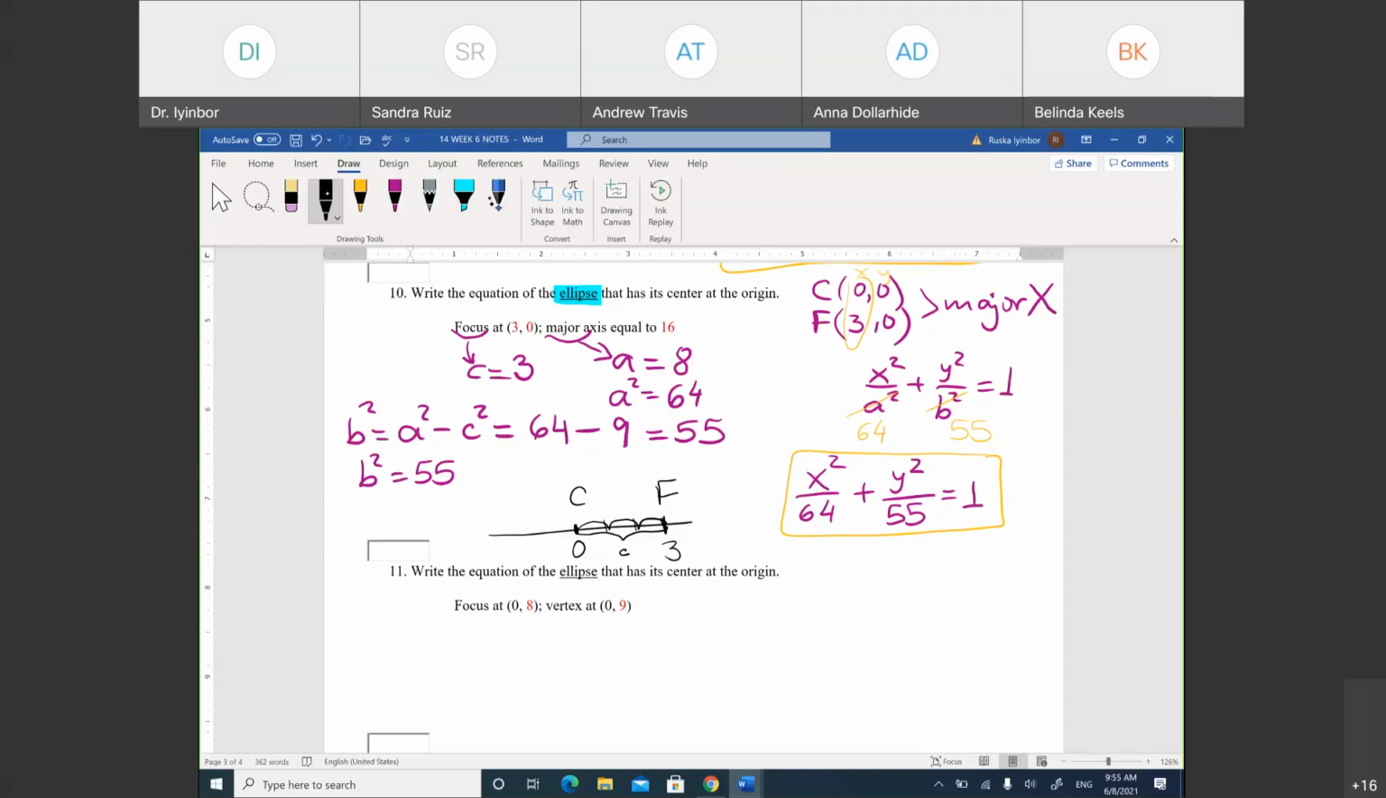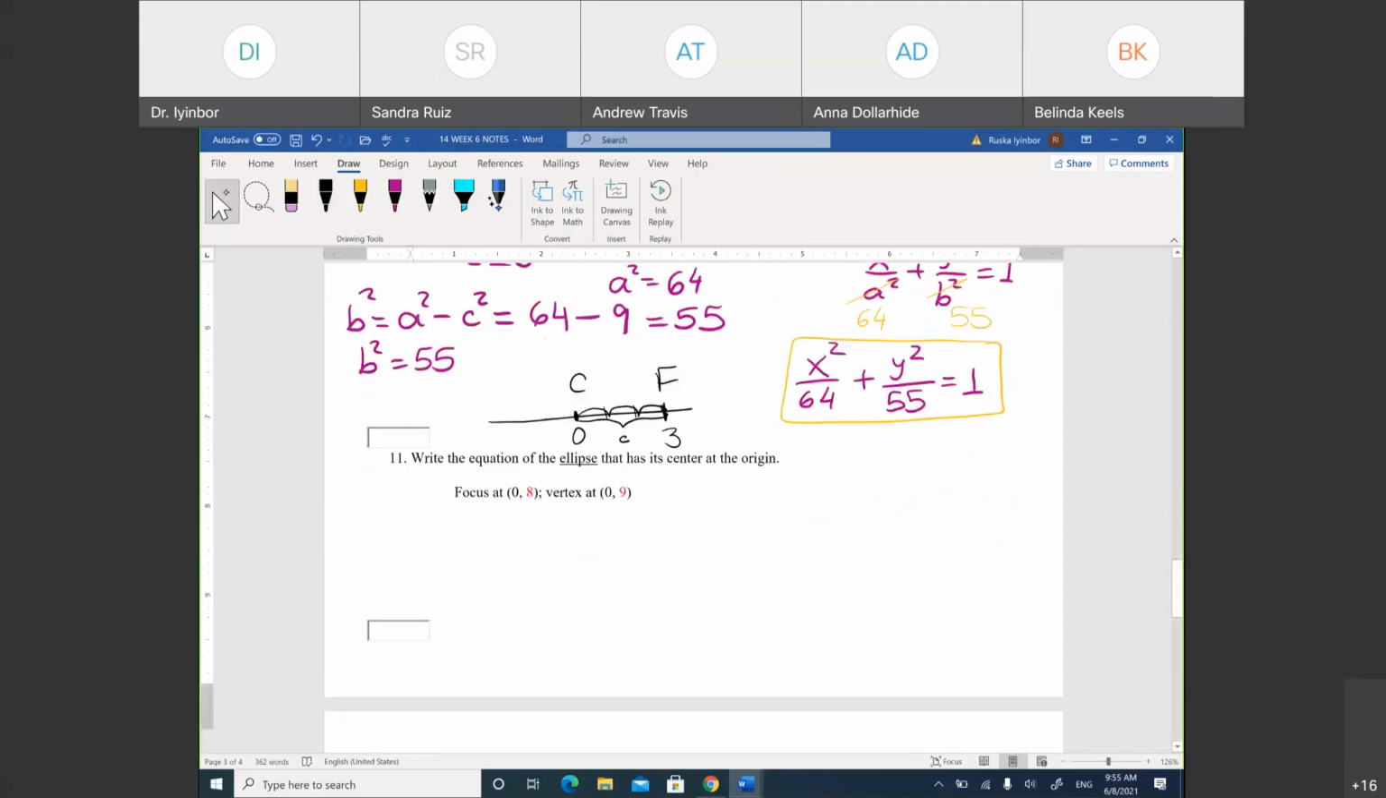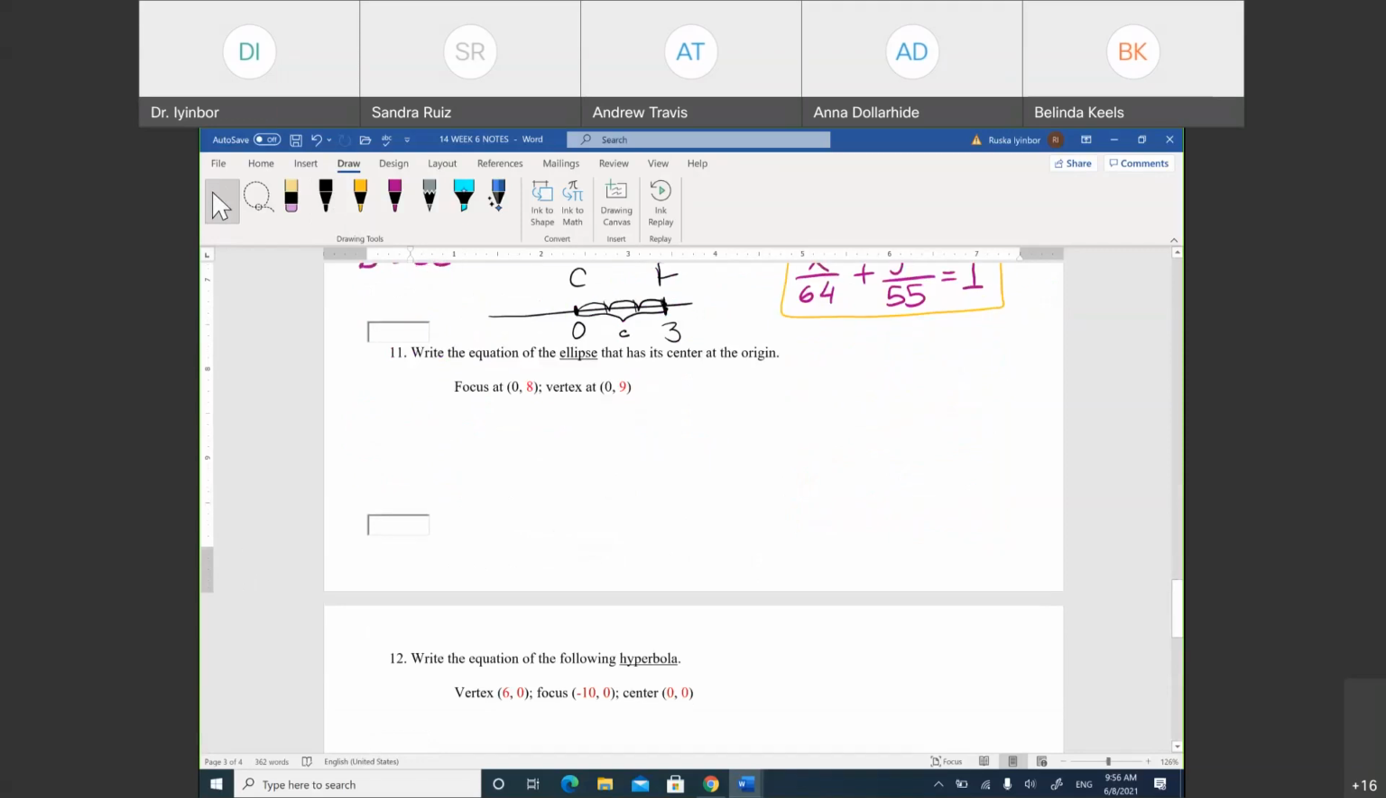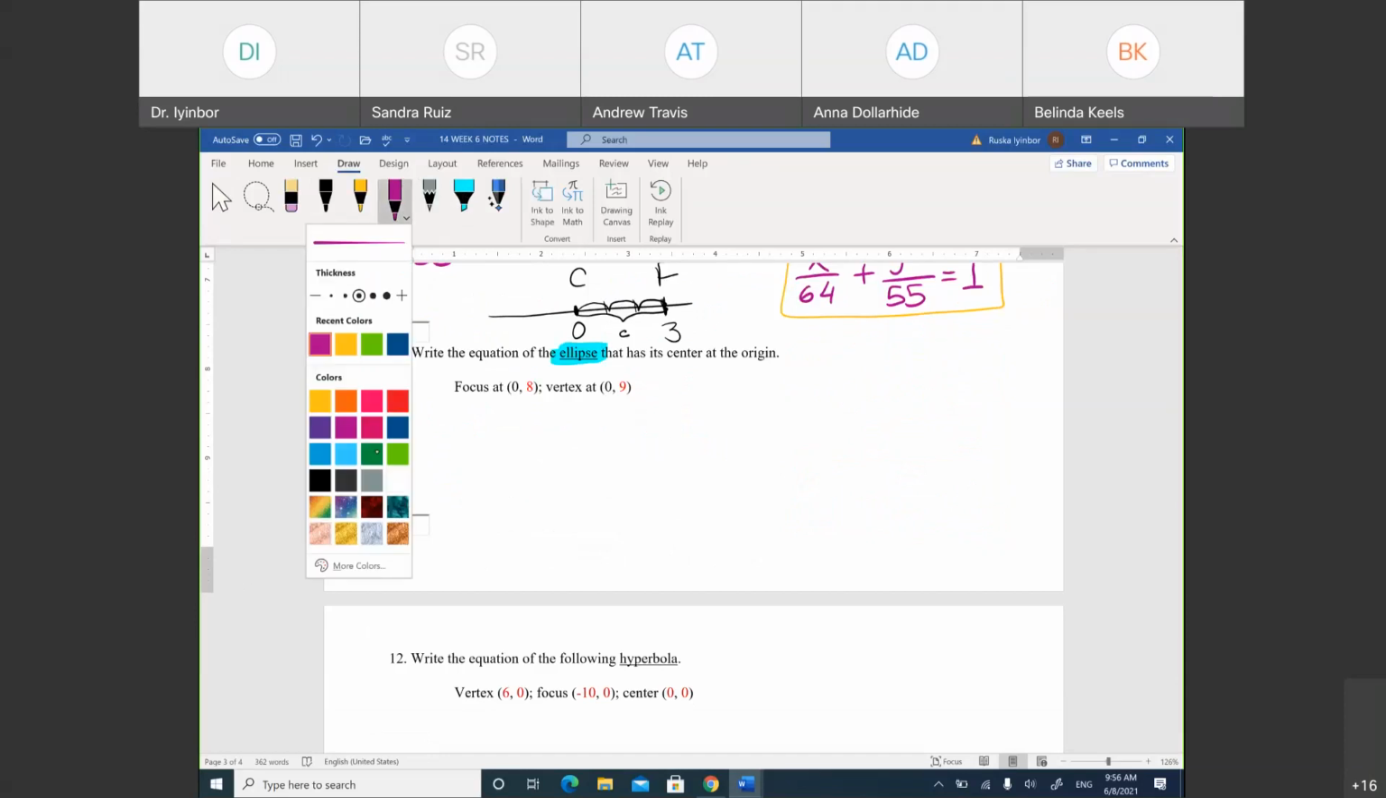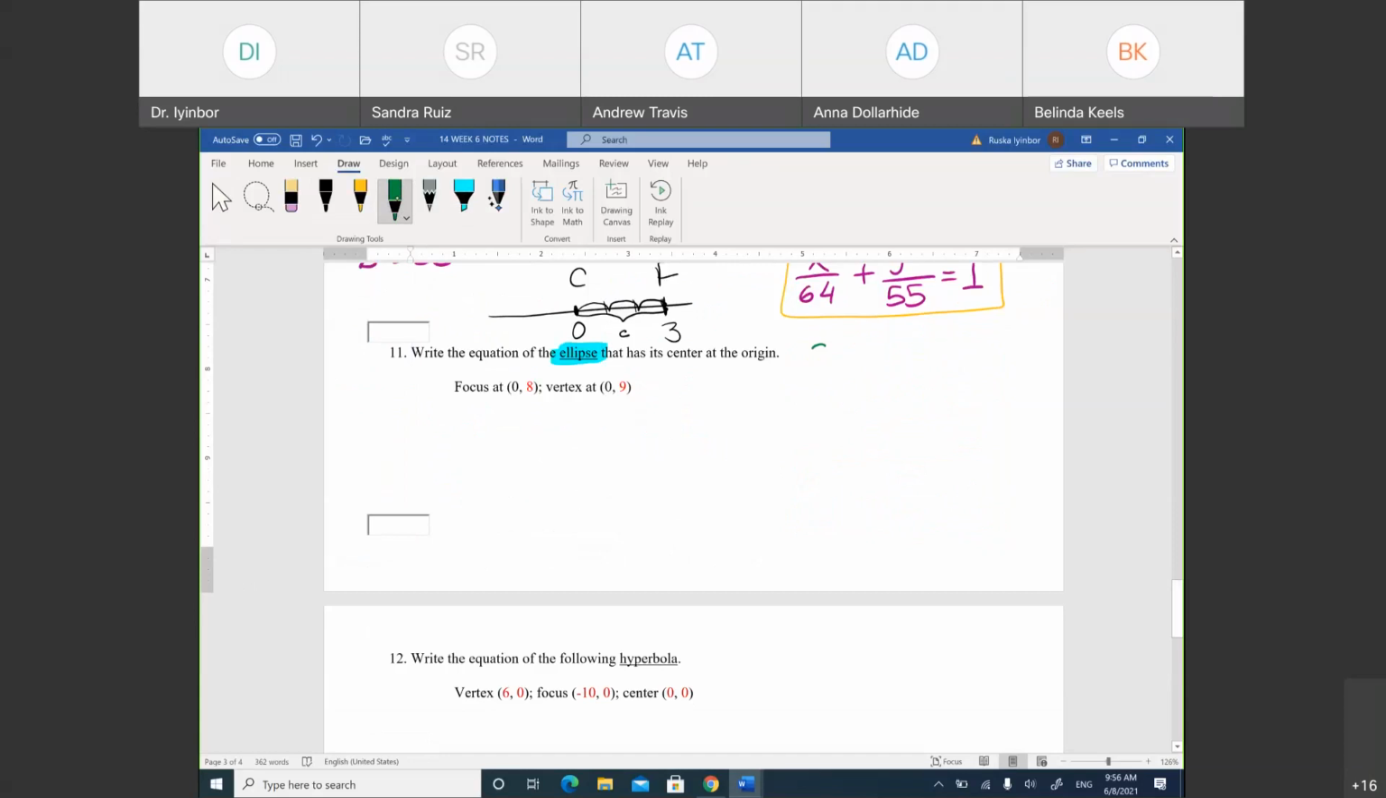So let's go ahead and do number 11. You guys ready for 11? Let's do 11. So here again we have an ellipse. We're going to look at the same part of the formula sheet. And what is given is center at the origin. Okay, so the center is 0, 0. Okay, what else is given? We have focus 0, 8. And you have vertex 0, 9.